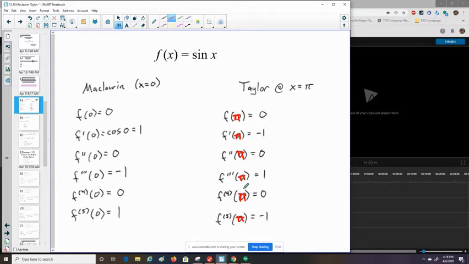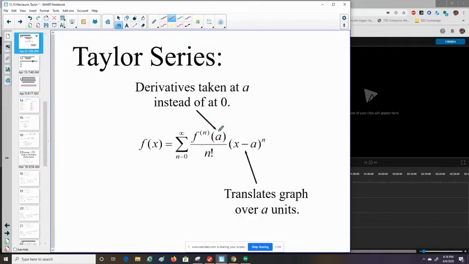These coefficients, all of these zeros and ones and negative ones, they will be going into our formula as the nth derivative. For the Maclaurin series, it's x minus 0 or just x. And for the Taylor series, it'll be the derivative evaluated at pi, which I figured out already, and then x minus pi raised to the n power.